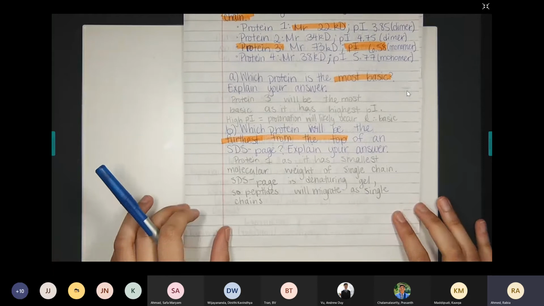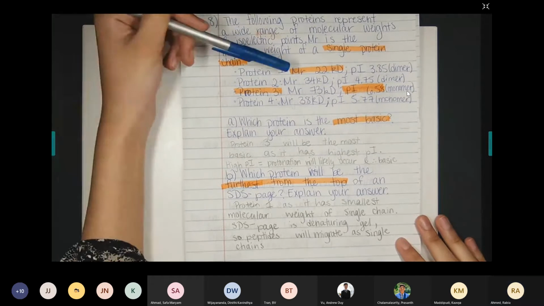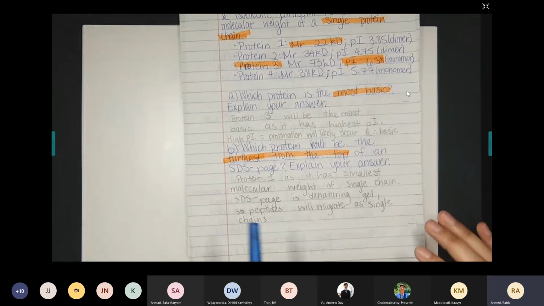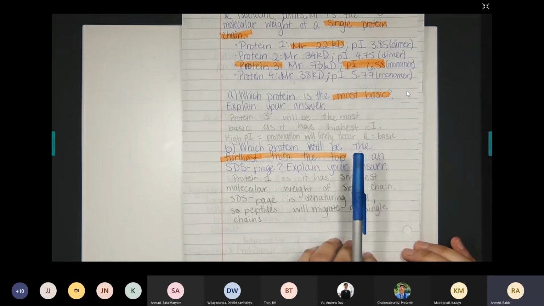And then for B, which protein will be the furthest from the top of an SDS-PAGE? Explain your answer. Protein 1, as it has the smallest molecular weight compared to the other ones of the single chain, and SDS-PAGE is a denaturing gel, so peptides will migrate as single chains. Okay.